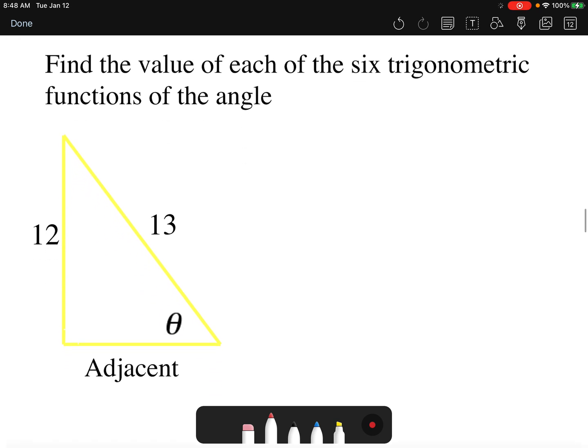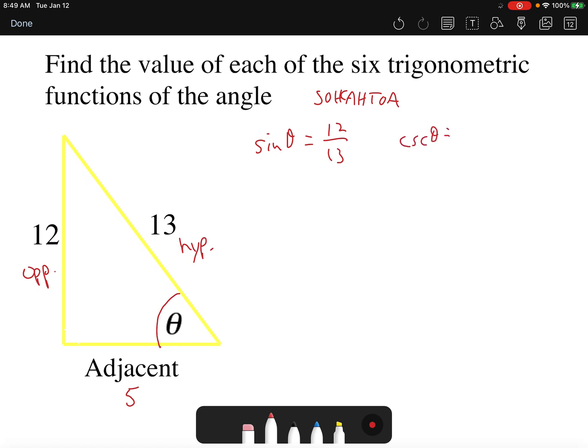Okay, so if we're going to find the value of each of the 6 trigonometric functions of angle theta here, 12 is opposite, 13 is the hypotenuse, and the adjacent then would be 5 using the Pythagorean theorem, or the fact that it's a triple. So if we're going to find all of them, we're going to first look at sine theta, which is opposite over hypotenuse. SOHCAHTOA. So opposite over hypotenuse is 12 over 13.